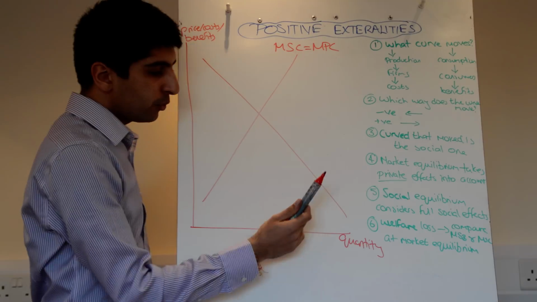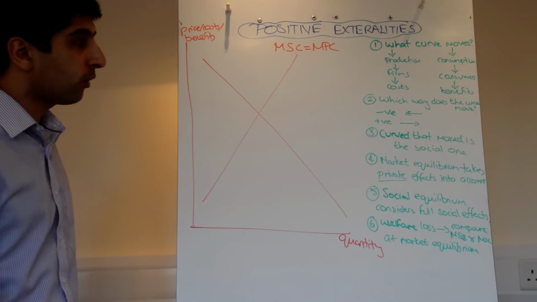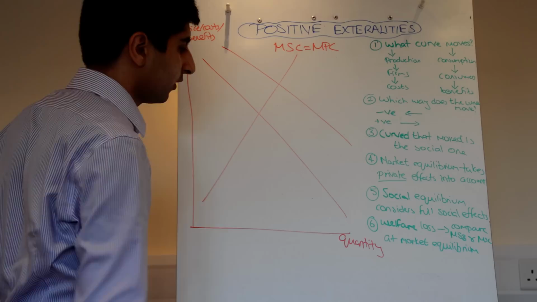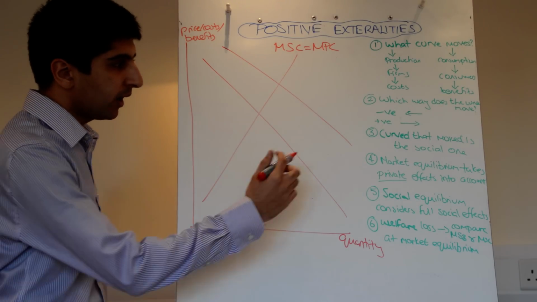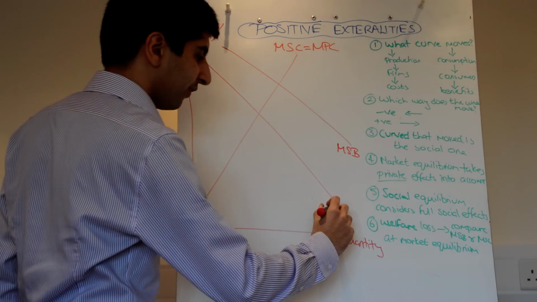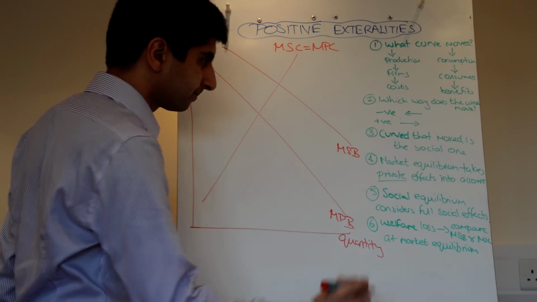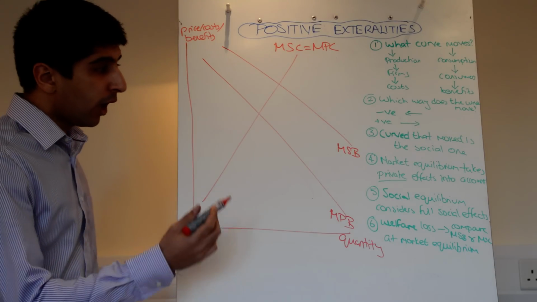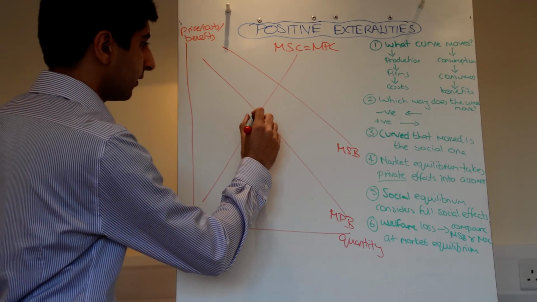Which way does the curve move? We know it's that one. Now it's going to move to the right. So move that one to the right over there. The curve that moved is the social one, so let's label that MSB, and the other one, therefore, is the private one, MPB. The market equilibrium only takes into account the private effects.